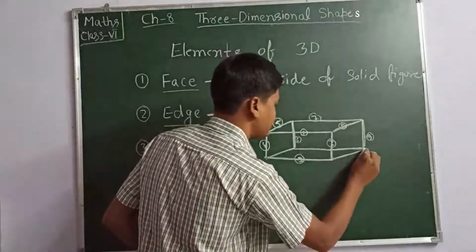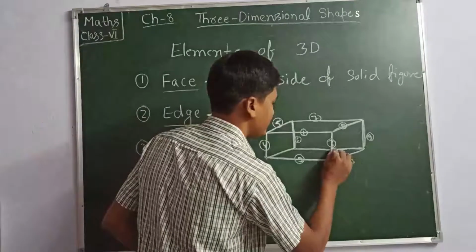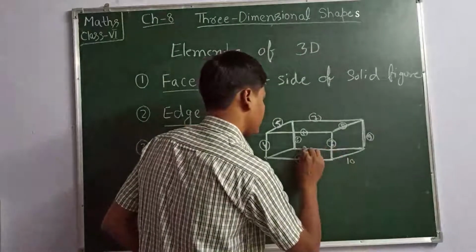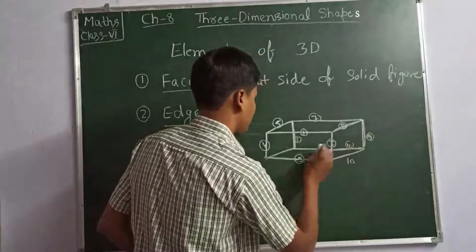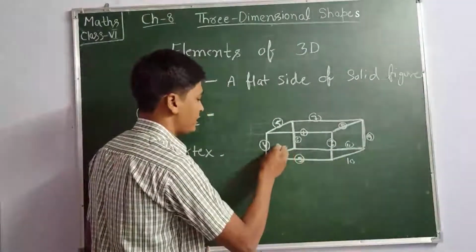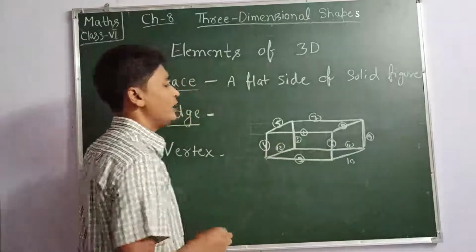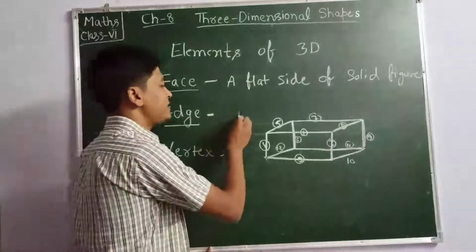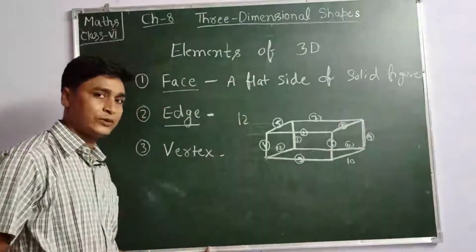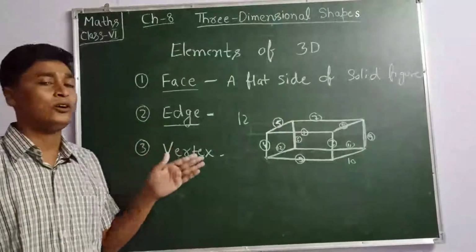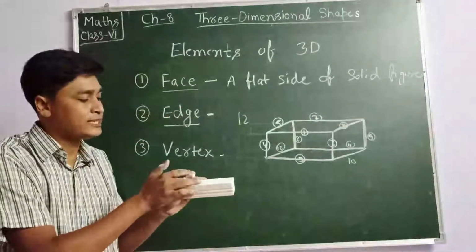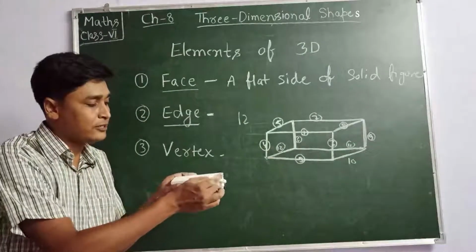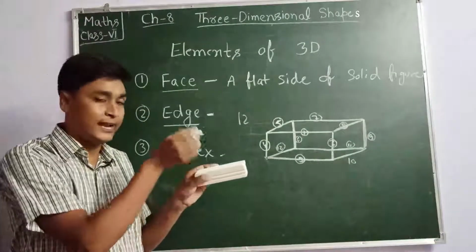This line 10, and this line 11, and one more line is over here, that is 12. So how many edges does a cuboid have? 12 edges. Similarly, edge is where two faces meet. Where any two faces meet, that line is called an edge.